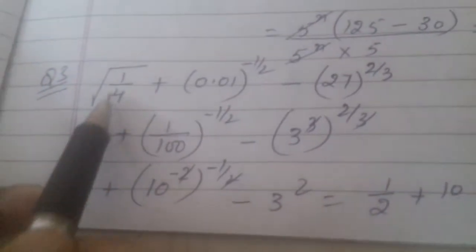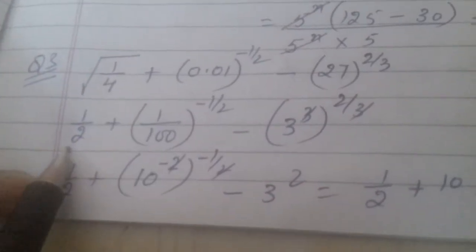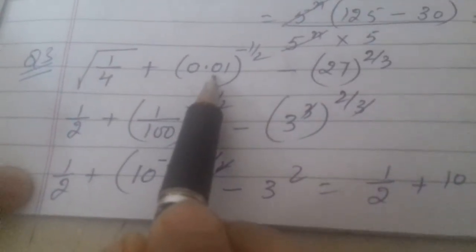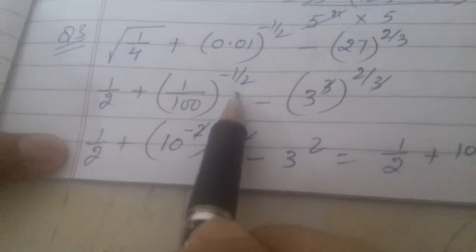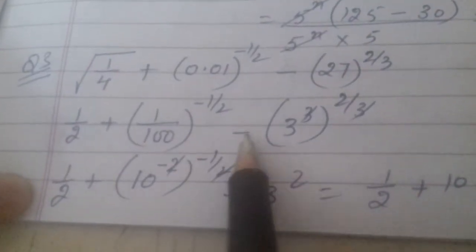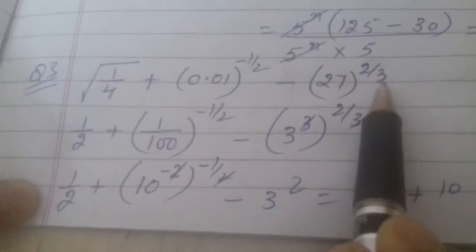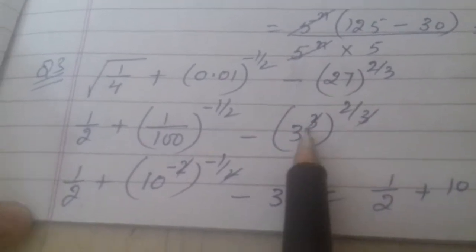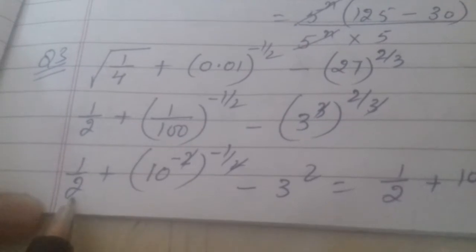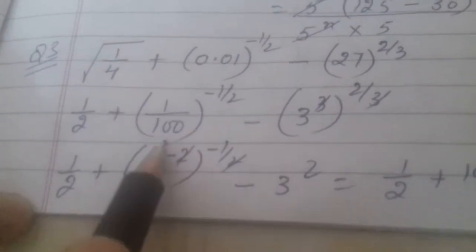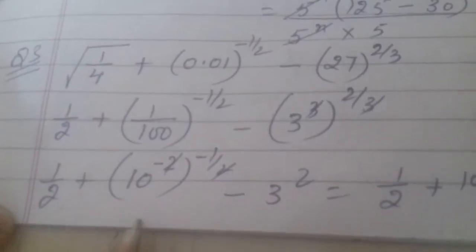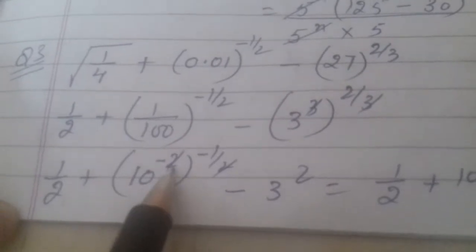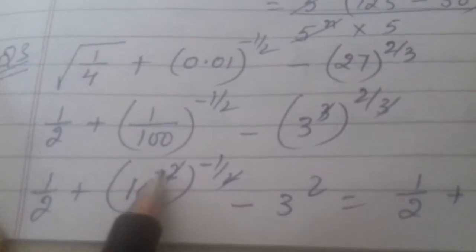Third question, students. Root of 1 over 4 is 1 by 2 plus... how can we write this term? 1 by 100 raised to the power minus 1 by 2 minus... in order to cancel this fraction, 3 power 3 can be written and 3 will get cancelled. Look children, 1 by 2 plus 1 over 100 can be written as 1 by 10 square, but I took it to the numerator, so the sign will change to negative.